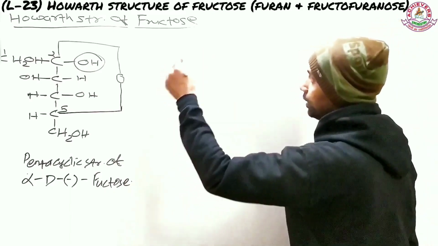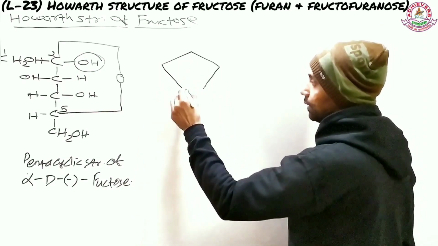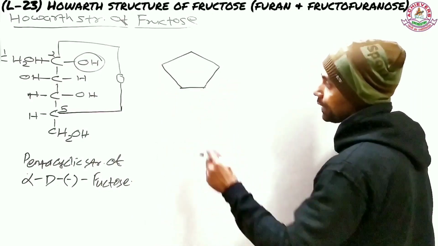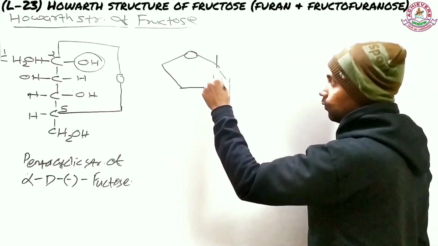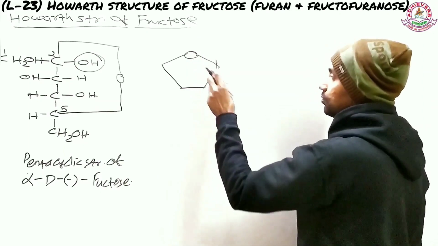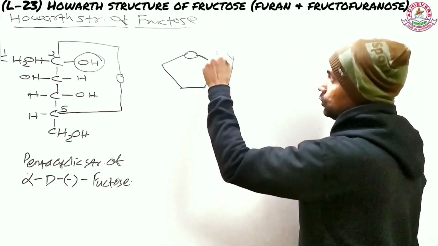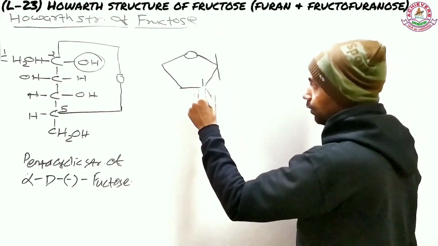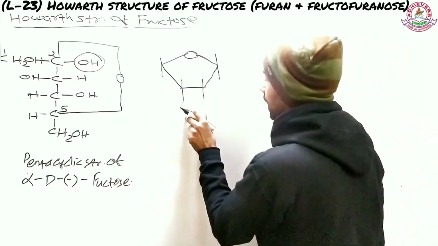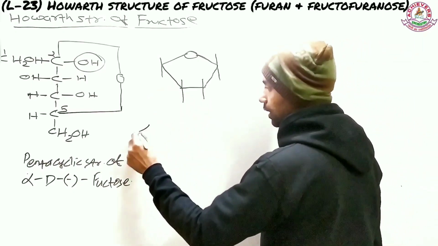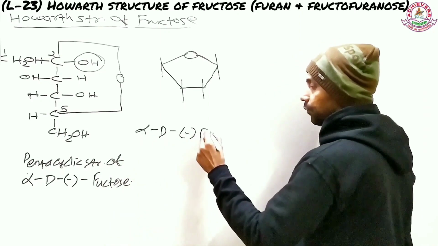For the Haworth structure, we need to draw a structure like this one. Pay attention, this is going to be interesting. This is a pentacyclic ring, and this first one is in the form of oxygen, right? Now you have to draw vertical lines here: a vertical line over here, again a vertical line over here, a third one right here, and the fourth one right here. What I'm trying to draw here, let me write it first: this will be alpha-D-(-)-fructose, right?